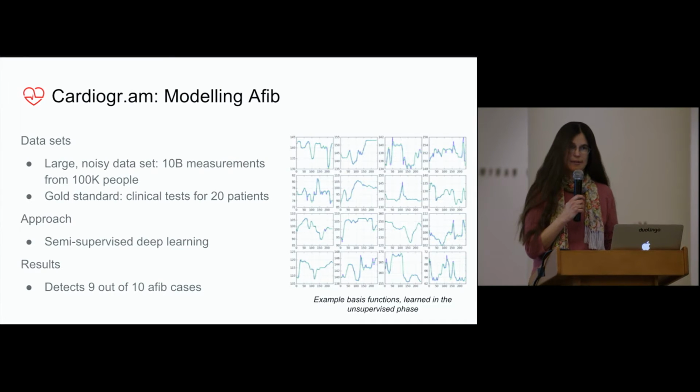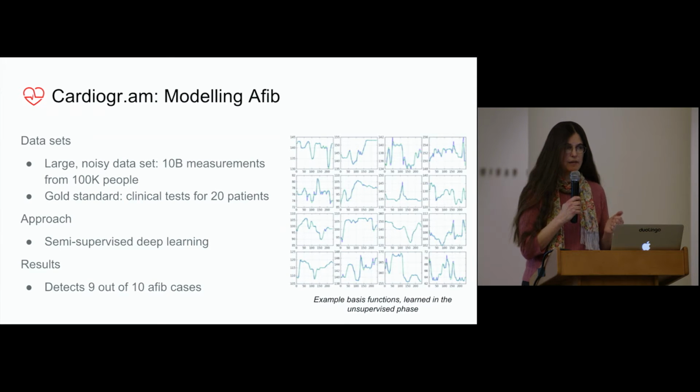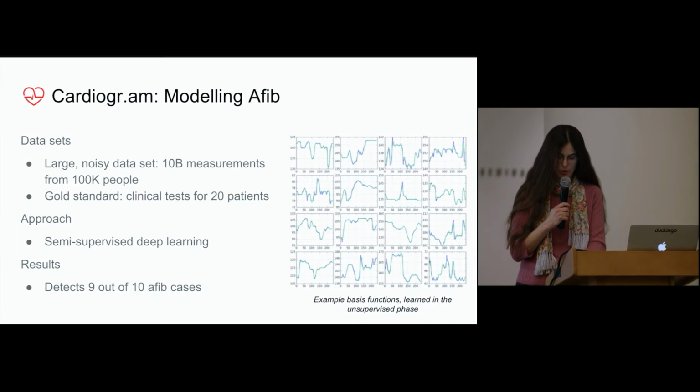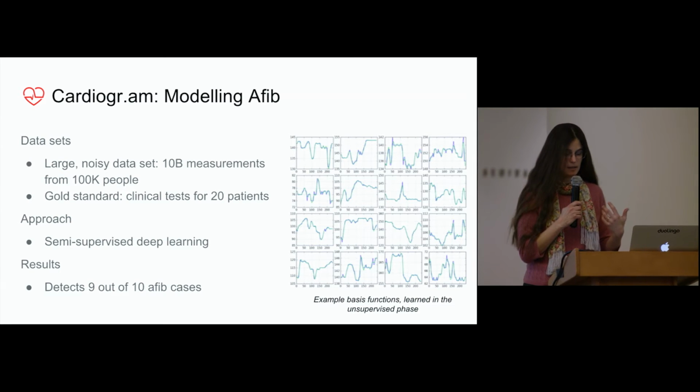So now we have this company called Cardiogram with 100,000 users and over 10 billion measurements from these people. This is a very large, noisy data set, but in addition to this, Cardiogram also has some gold standard labeled data. They have the clinical test results for 20 patients, and they're working with UCSF to get more labeled data.